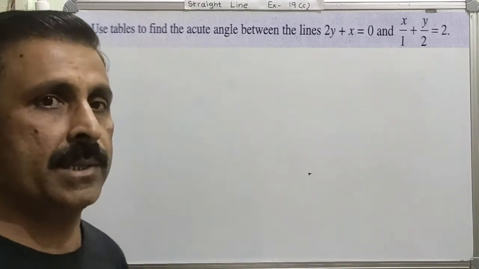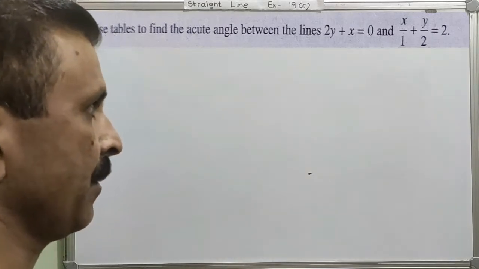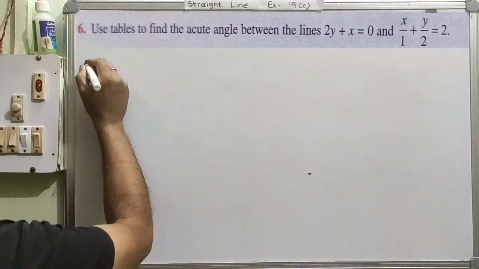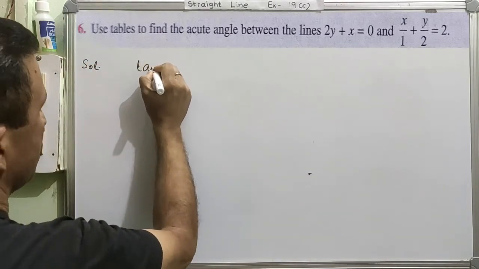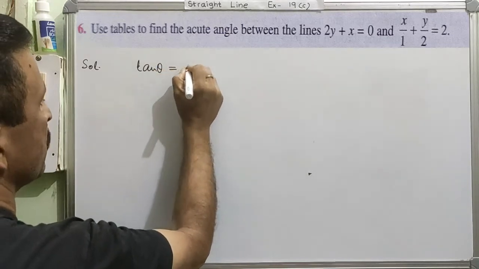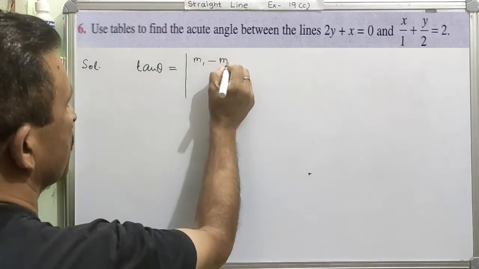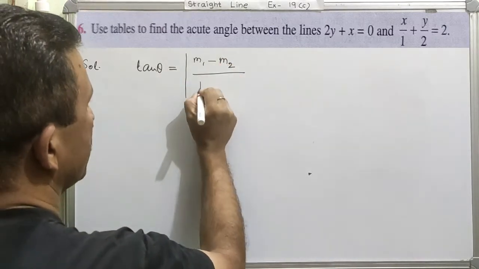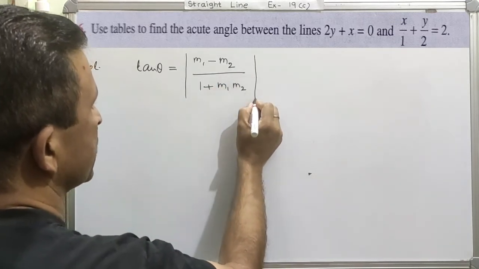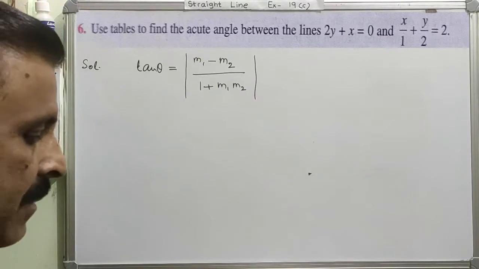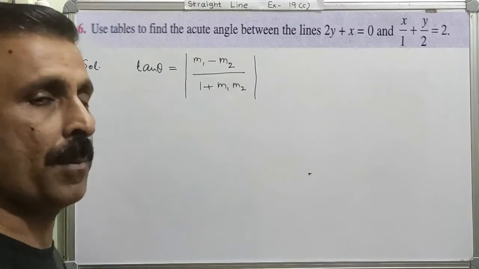Finding the angle between the two lines. For finding the angle between the two lines, we have to use the formula. The formula is tan theta is equal to the absolute value of m1 minus m2 over 1 plus m1 into m2. This is the formula that we will use to find out the angle between the two lines, where m1 and m2 are the slopes of the two lines.